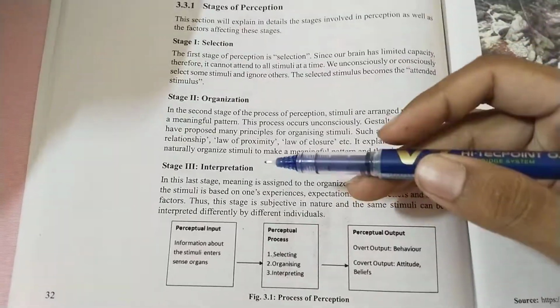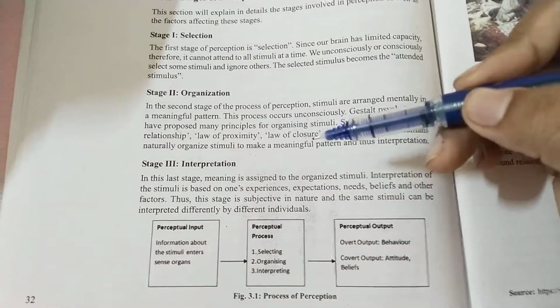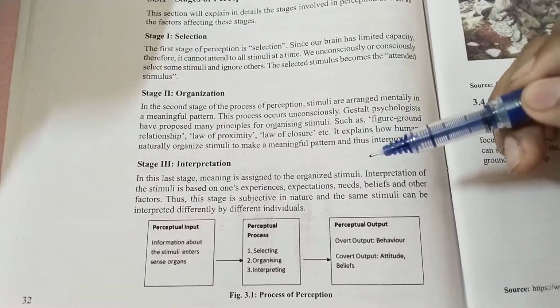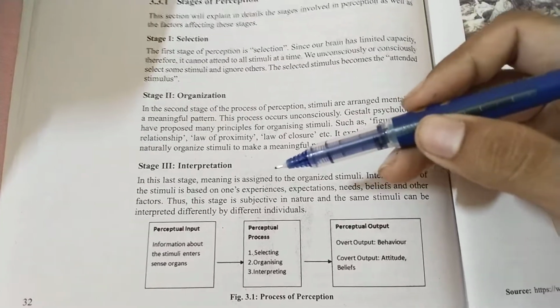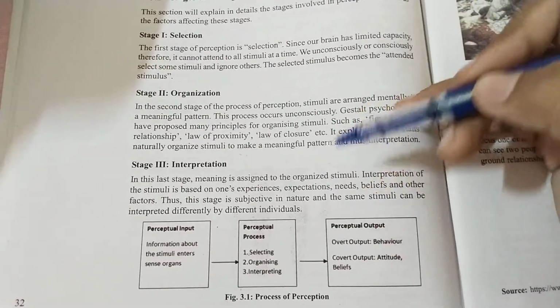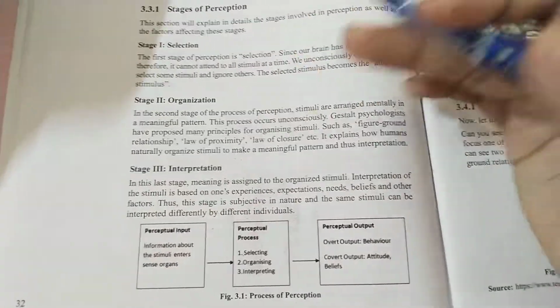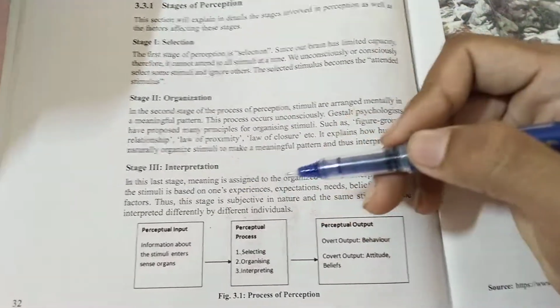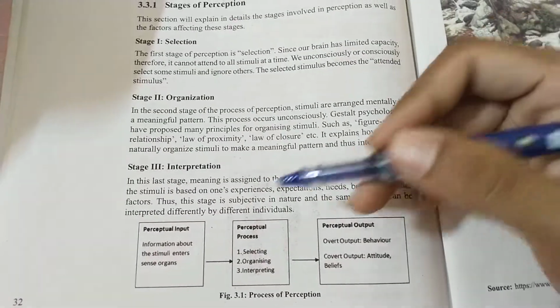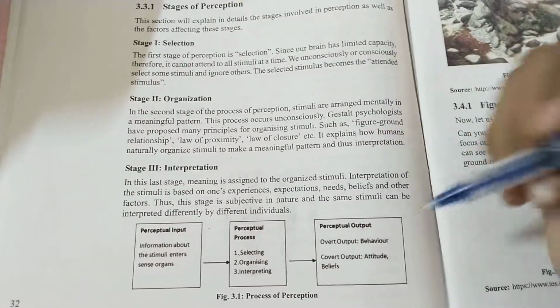And third is interpretation. In this last stage, meaning is assigned to the organized stimuli. Interpretation of the stimuli is based on one's experiences, expectations, needs, beliefs, and other factors. So basically, your past experiences and all that you have learned. Thus, this stage is subjective in nature, and the same stimuli can be interpreted differently by different individuals.